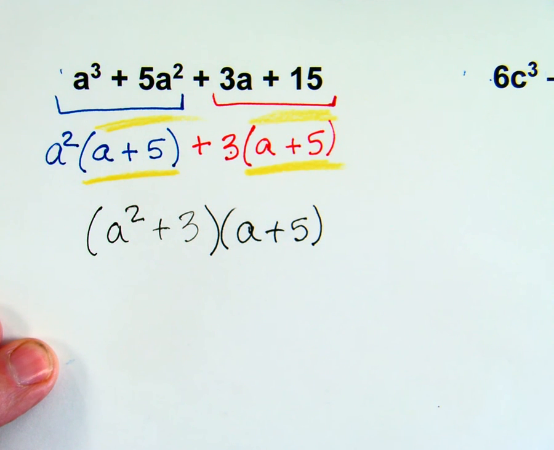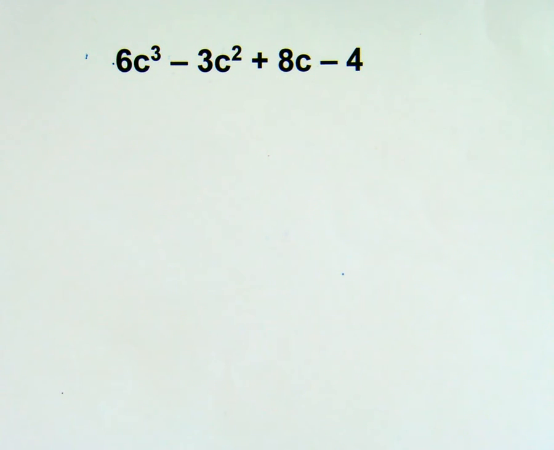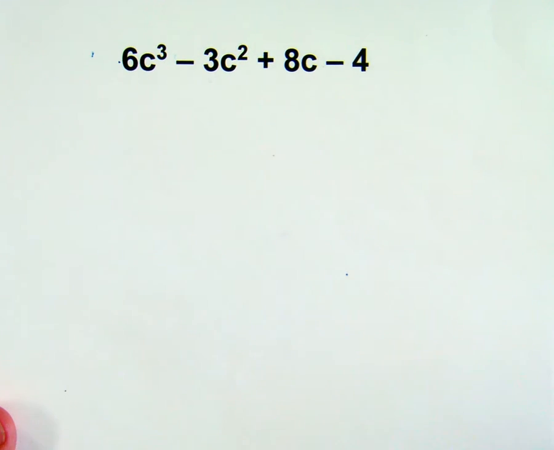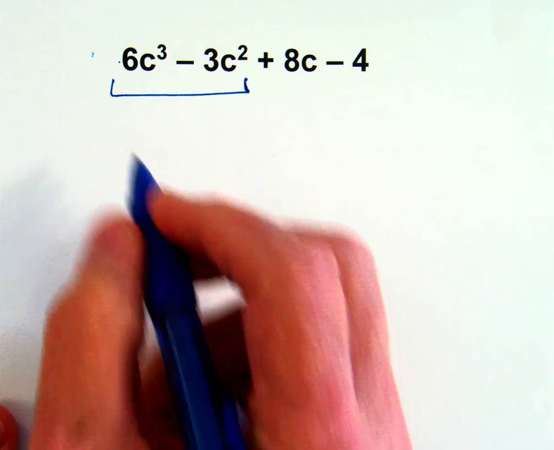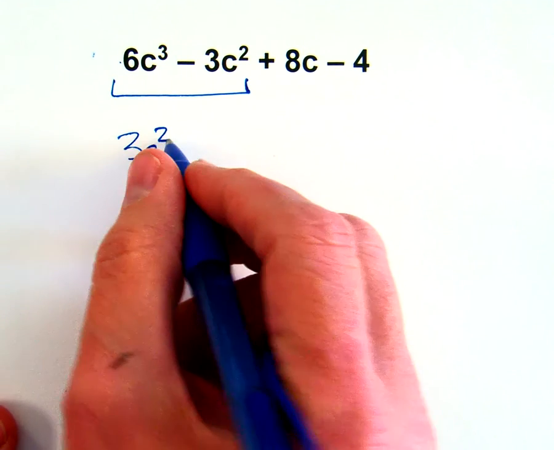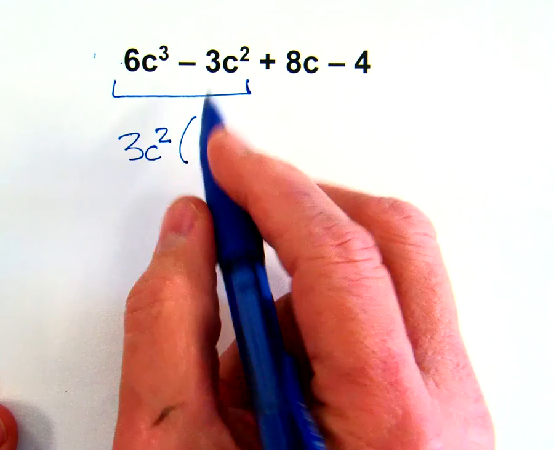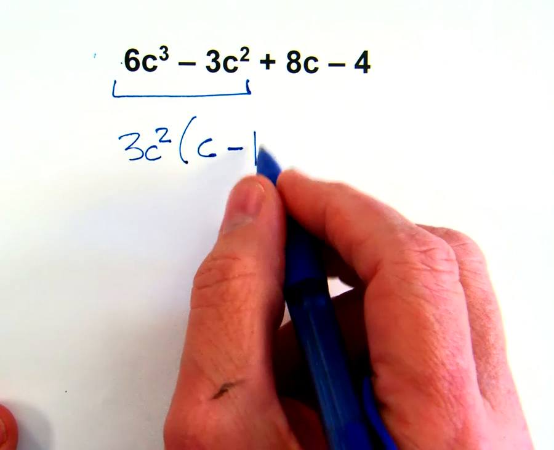We'll do the same thing again for our other problem for a little more practice. Again, it's already written in descending order. Doesn't always have to be, but it is usually convenient and it does look right. So let's start with the first one. What do they have in common? They have 3c squared. Then the leftovers here would be c and minus 1.